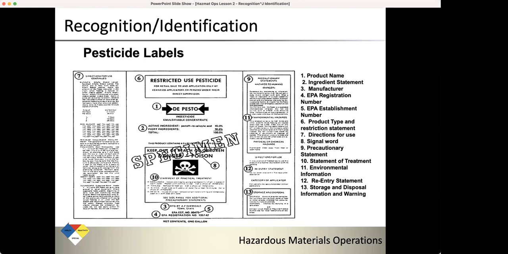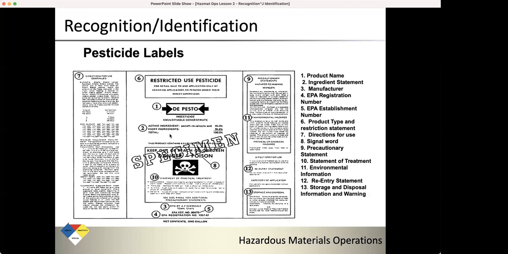So here's an example of a pesticide label. We can find all the parts on it. So we got the product name, number 1, Depesto. It's an insecticide. It's an emulsifiable concentrate. So it is emulsifiable, means it would normally separate into multiple density products, but it's been shaken up, or it has another chemical to cause the ingredients to not separate, and it's concentrated. So that means you normally mix it with water.